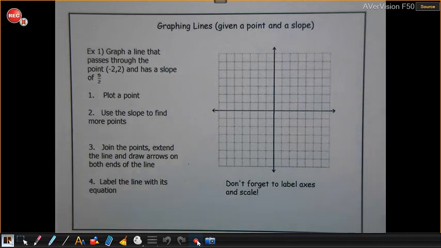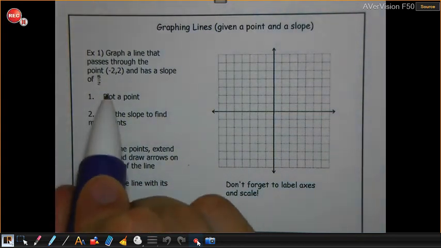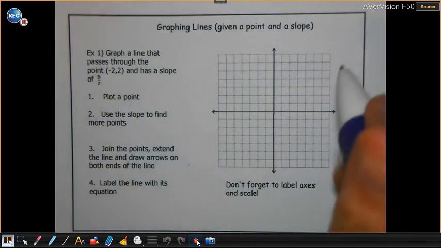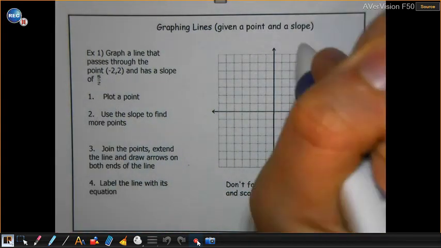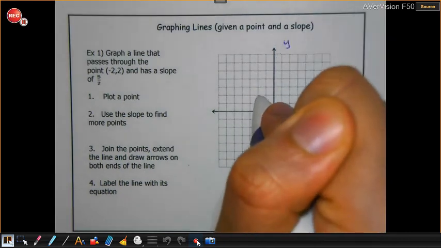So for this particular example, we have to graph a line that passes through the point negative 2, 2, and has a slope of 5 over 2. So the first thing we're going to do is plot the point that's given. So in this case, that point is negative 2, 2. So I'm just going to label my axes. And I'll plot the point, negative 2, 2.